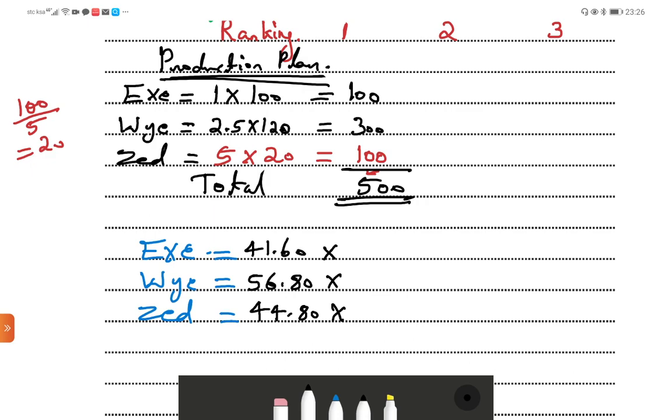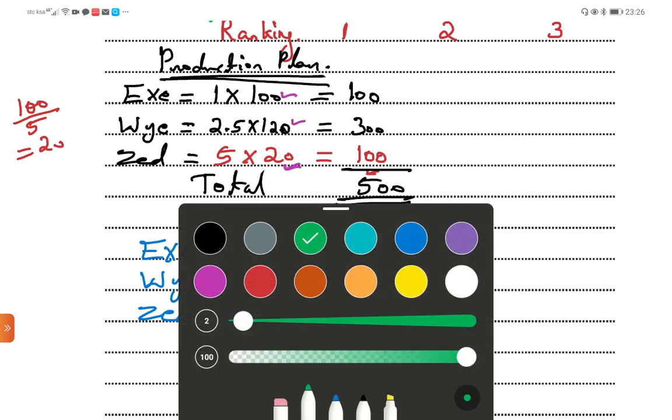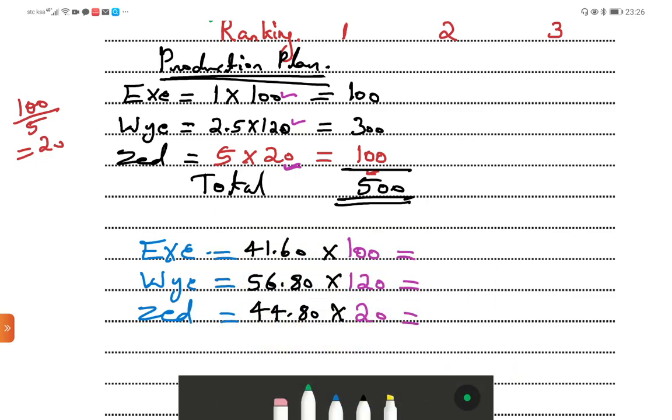We have only 500 machine hours, so we cannot produce the full quantity of product Z. Only products X and Y we can produce completely. But product Z, how many can we produce? Only 20. So product X we can produce 100, multiply 100. Product Y we can produce 120 complete products. But product Z we can produce only 20. So the contributions are 4,160, 6,816, 896.